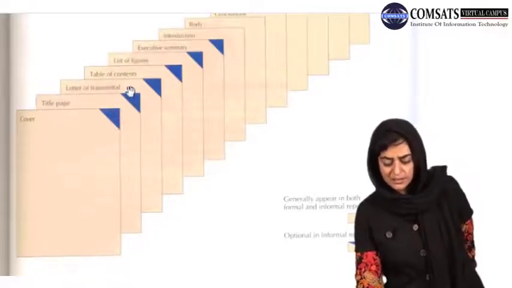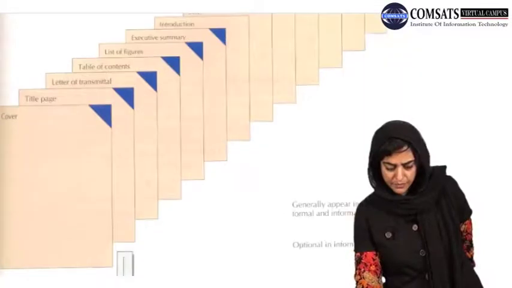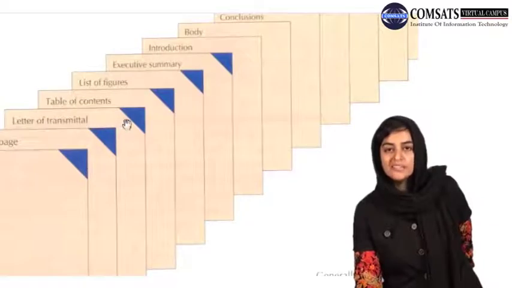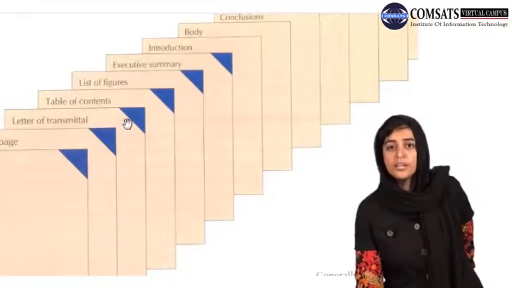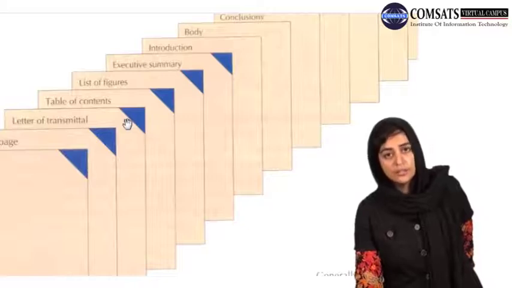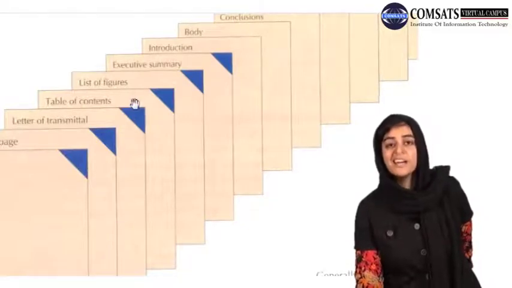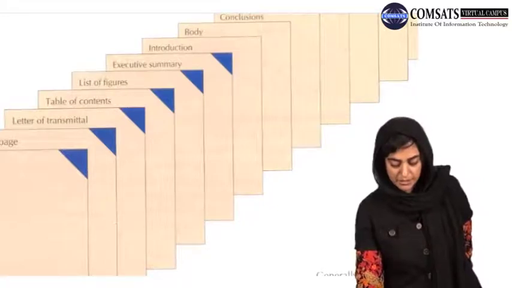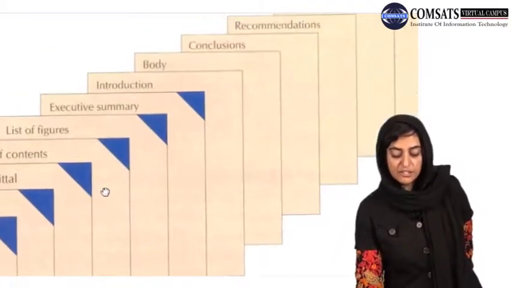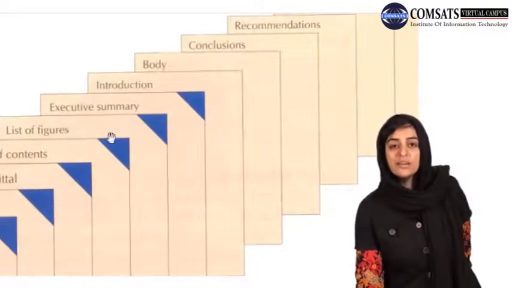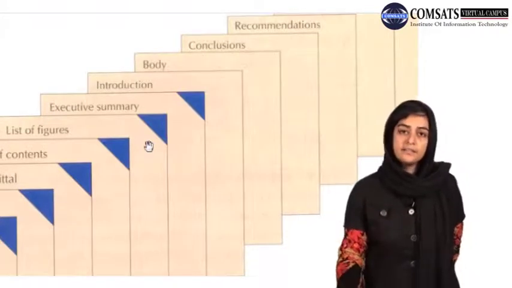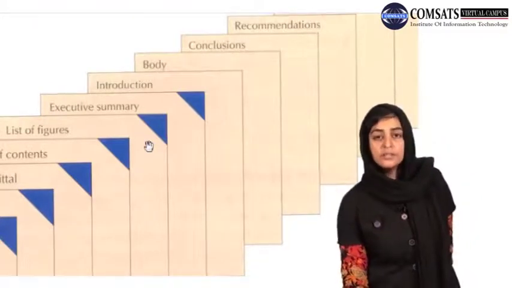Then next, as you can see, let me increase the size a bit for you. Here, the letter of transmittal. Now this is blue plus yellow, again optional for the informal report, whereas important for the formal report. Then table of contents again is optional for the informal report, whereas normally is present in the formal report. Let me again increase the size a bit for you. Then after that, list of figures, blue plus yellow color. That shows that it is optional for the informal report, and you can add it up to the formal report.